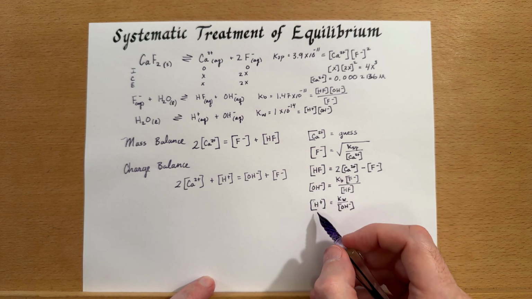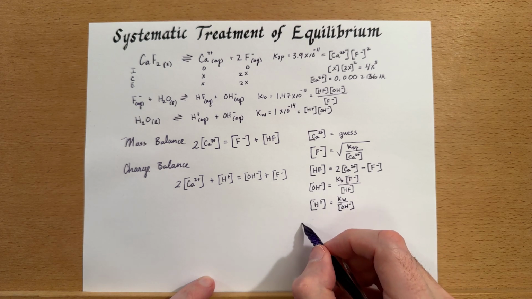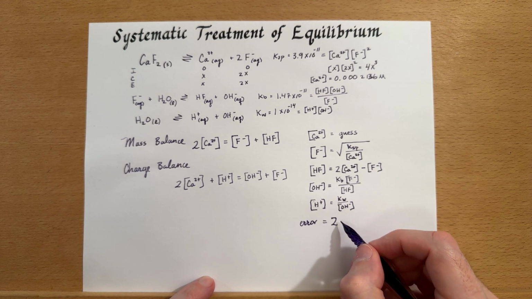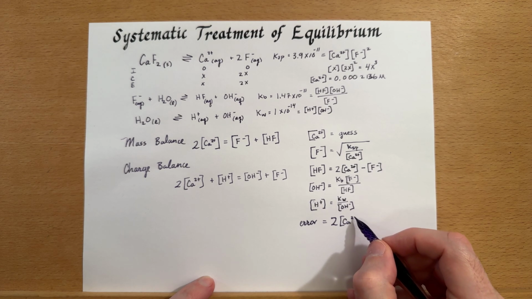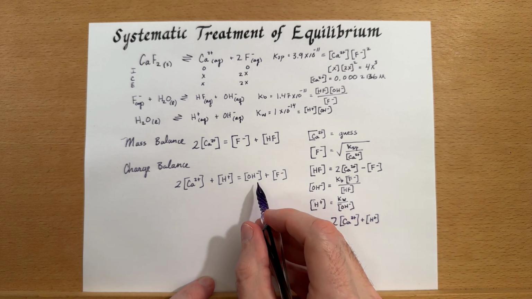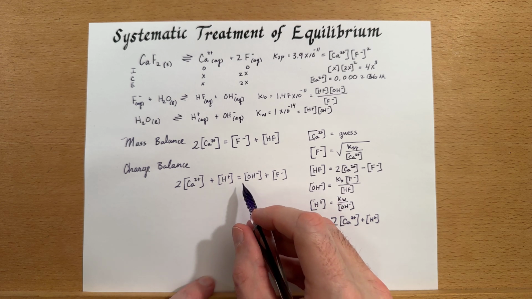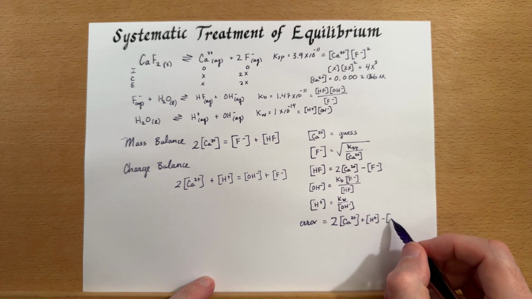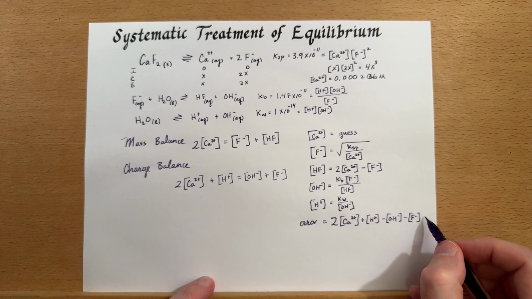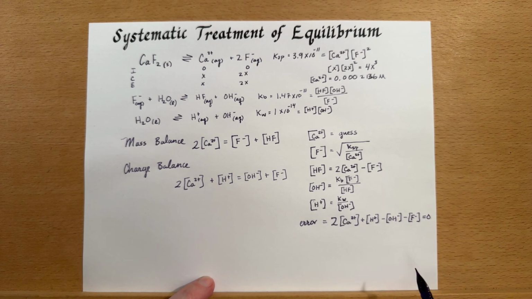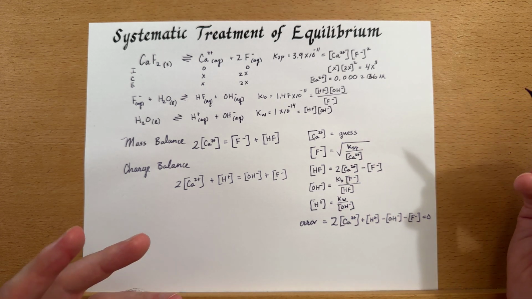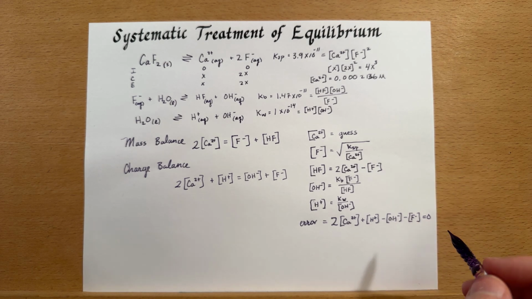So in this last cell, we'll call this error. Let's see here, 2 times calcium plus H plus. And then I'm going to move everything over to one side so this will equal 0. Minus hydroxide ion minus fluoride ion. And this should equal 0. It won't because our guess is bad or not quite good enough, but it should equal 0.